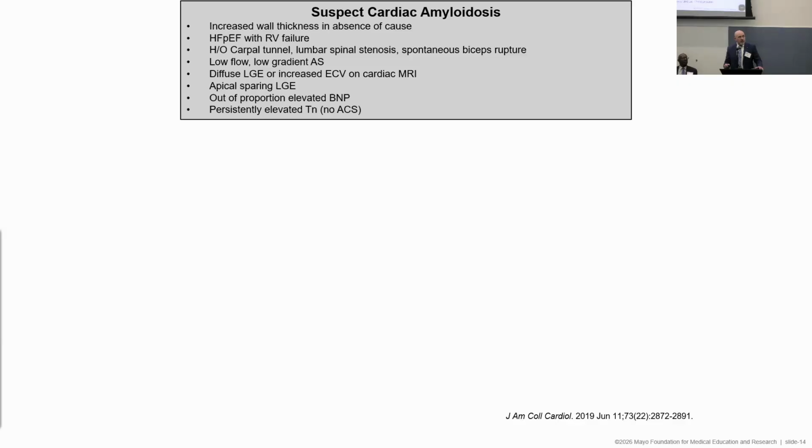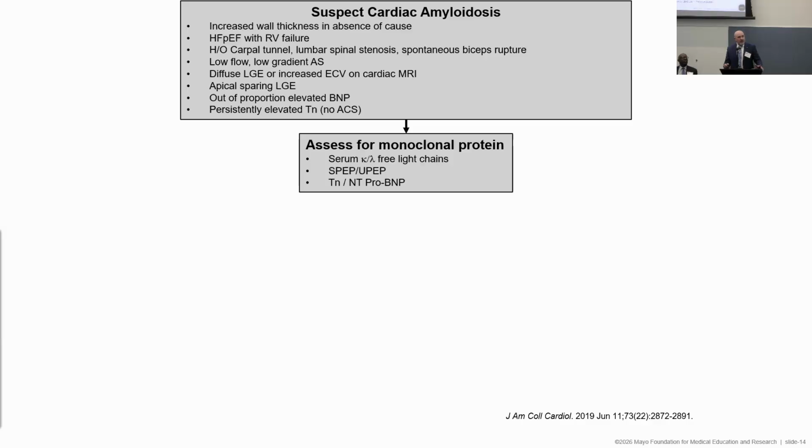So how does this work? Dr. Jamal went over this a little bit. If we have somebody with increased wall thickness that we really can't explain, somebody with HFpEF, or low flow, low gradient aortic stenosis, that should always raise a flag for you. If you have apical sparing on your longitudinal strain, or an elevated BNP out of proportion to what you expect, think about it.